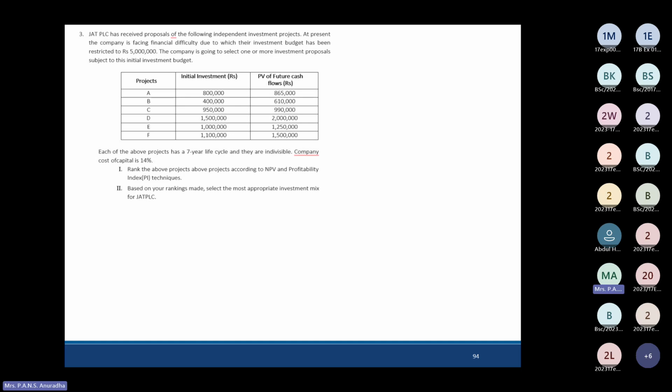This one also you can do. You are given present value of the future cash flow and initial investment. You are asked to calculate profitability index and rank the projects. Based on your ranking, select the most appropriate investment mix. There is a fund constraint of 5 million, so you can accept projects up to this level.